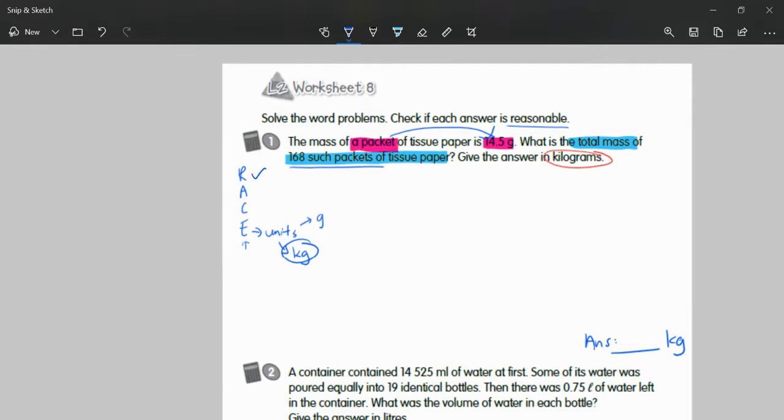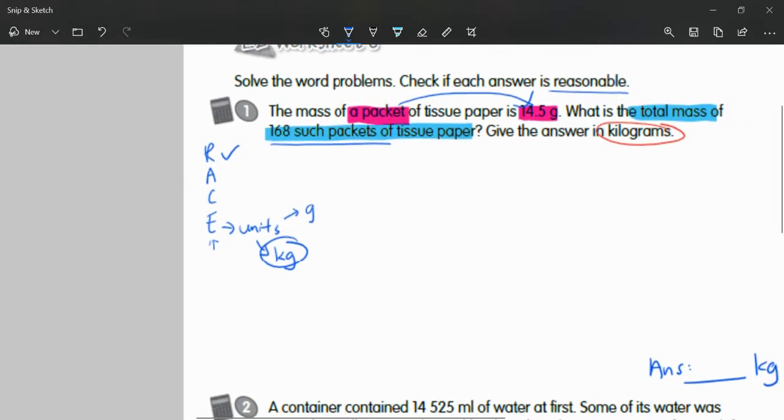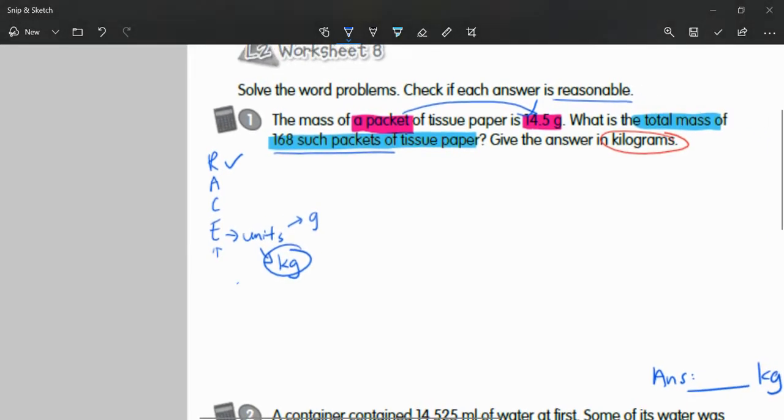Okay, read. My first step of reading and annotation is somewhat done. As before, I like to write down some clues. Let me write down my clues at the side. Clues: one packet of tissue paper, 14.5 grams. Asking for 168 packets.